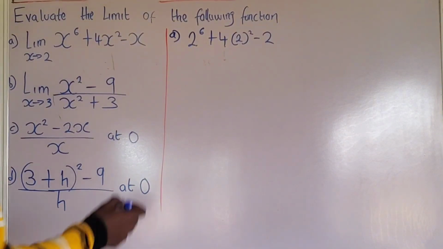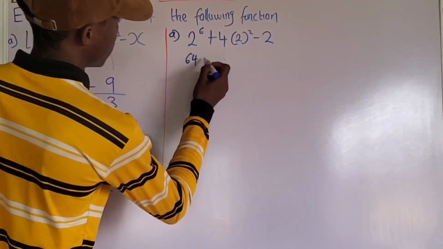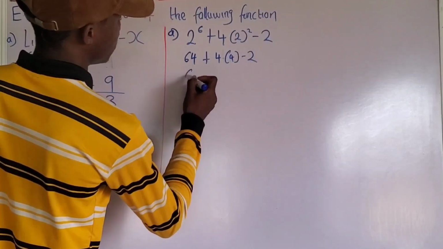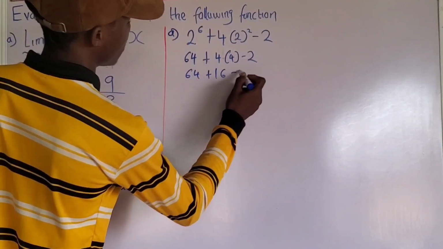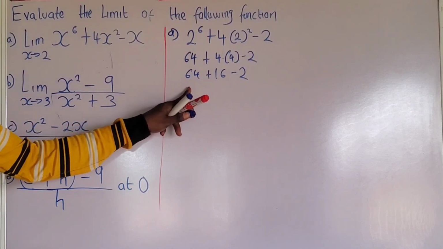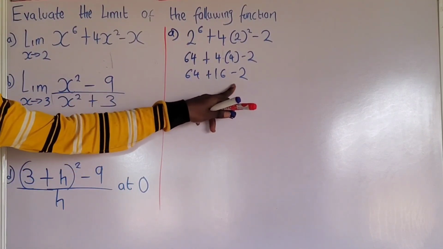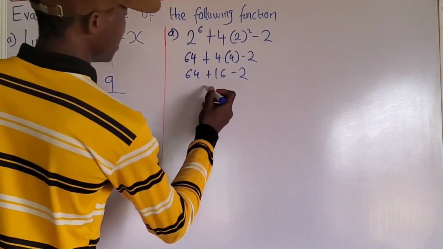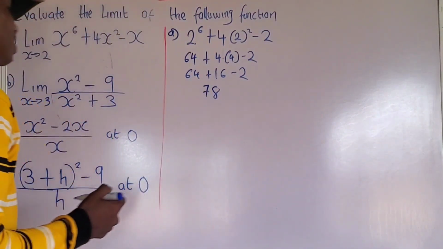For this, you're going to have 64 plus 4 multiplied by 4 minus 2. That is 64 plus 16 minus 2. Now, 64 plus 16, that is what? 80, you understand? 80 minus 2 is what? 80 minus 2 is 78, okay? So this will be 78. Now, the first question is 78.